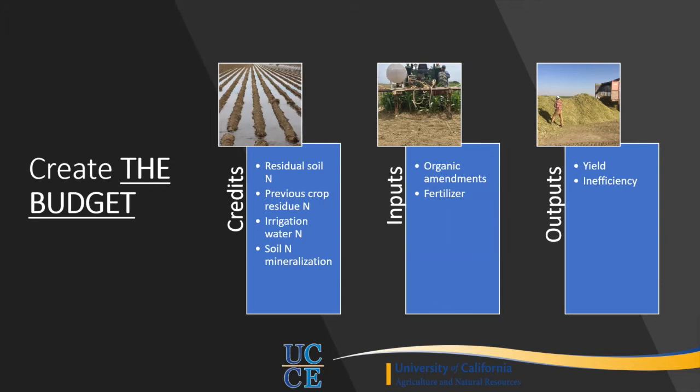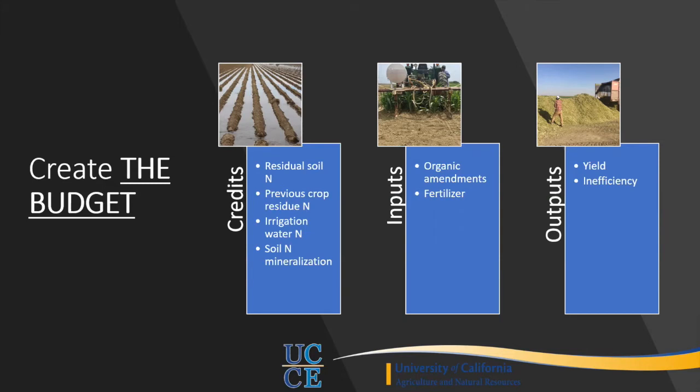Those major categories are the credits, the inputs, and the outputs. Nutrient credits are the things that already exist in the field, such as residual soil nitrogen. We're talking about nitrogen in this case: nitrogen that will be available to your crop that comes from previous crop residue left over in the field. Irrigating with water that has nitrate in it is also a credit to your crop. In other words, credits are those things that give your crop nutrients without you having to purchase fertilizer or an amendment for that crop.